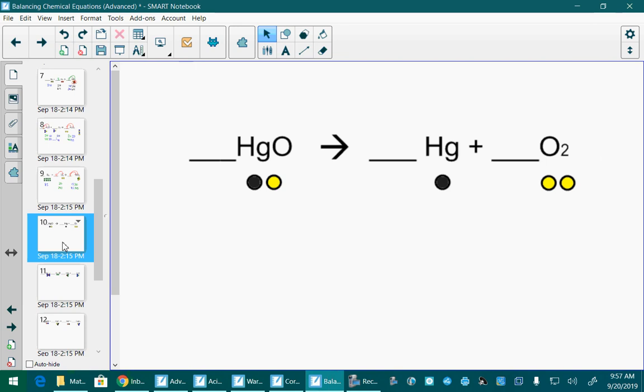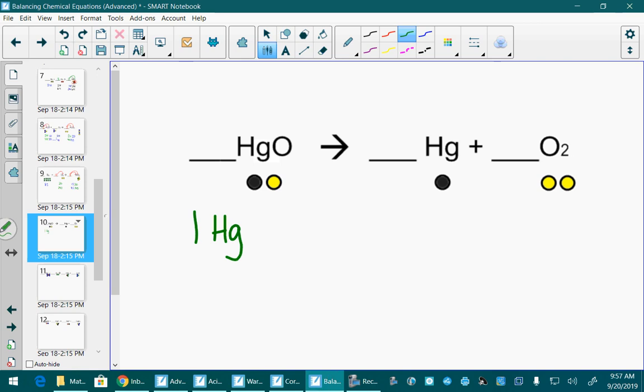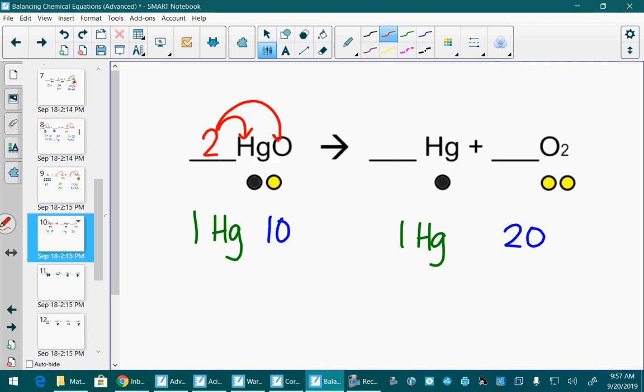Next problem. We've got HgO, which is mercury and oxygen bonded together. So if I look at my left-hand side, I've got 1 Hg and 1 O. On the right, I've got 1 Hg, which is mercury, and 2 oxygens. So my mercuries are okay, but my oxygens are not. So I need to increase the number of oxygens on the left side in order to balance this. So I'm going to put a 2 right here so I can increase the number of oxygens. It also then increases mercury because remember it applies to both.